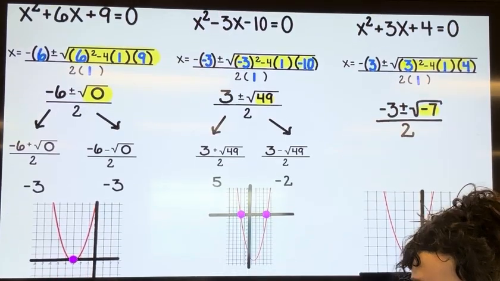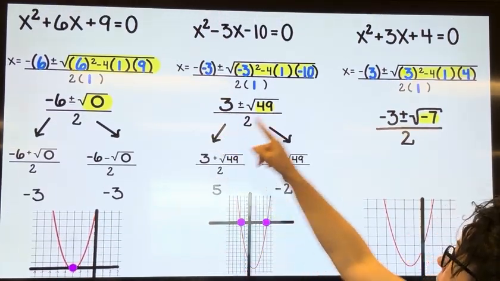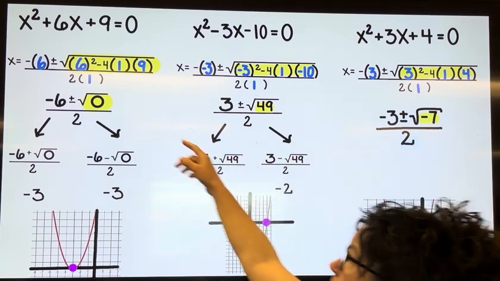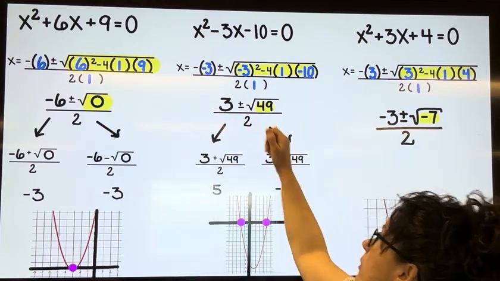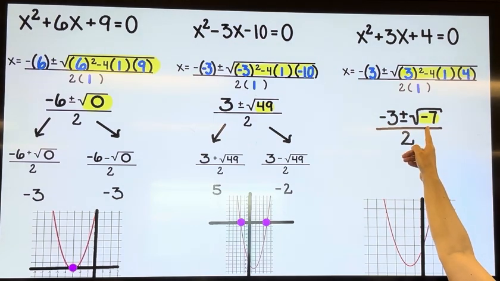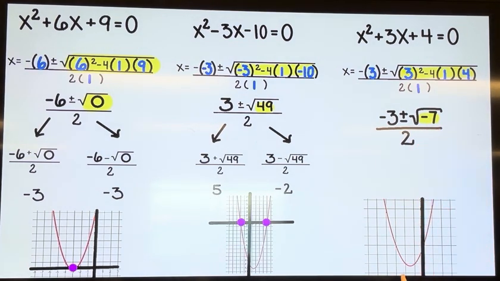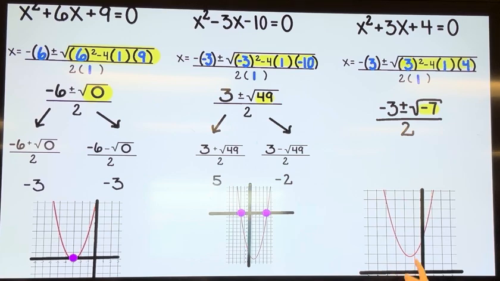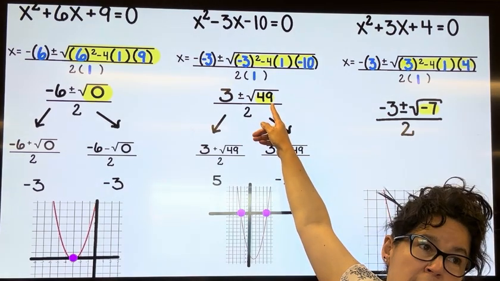I drew a quick picture of it as well. Here are my three equations. Square root of 0, square root of 49, square root of negative 7. The square root of negative 7 would be no solution. Notice your parabola would be above the x-axis, so it never crosses. No solution.